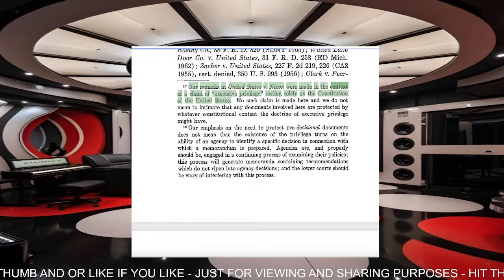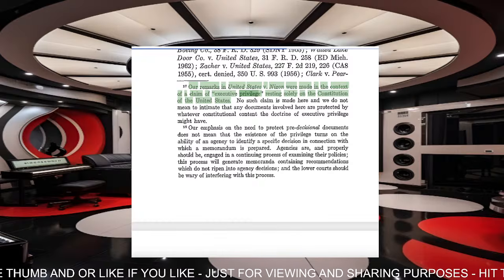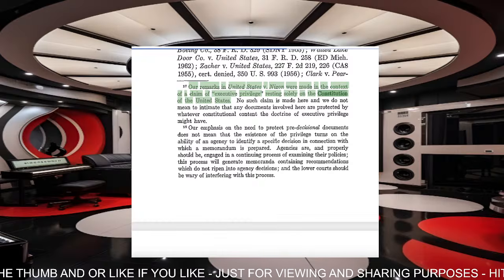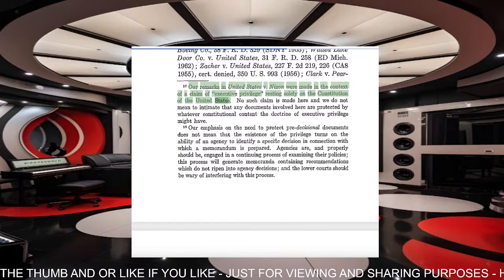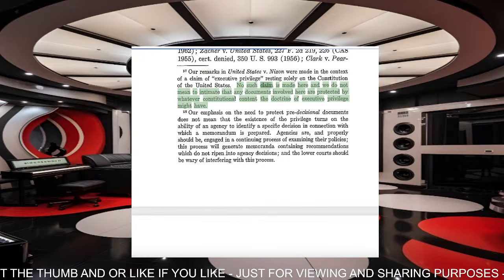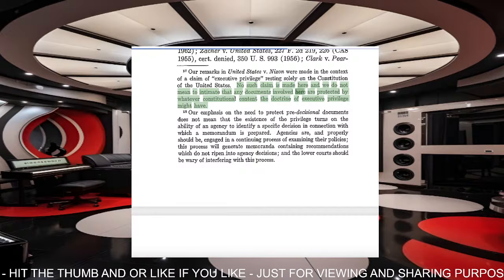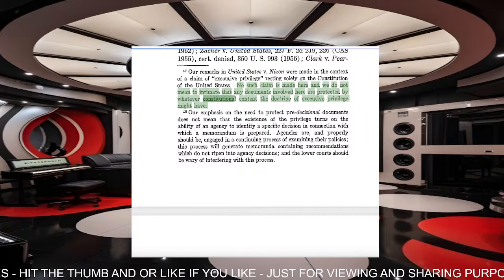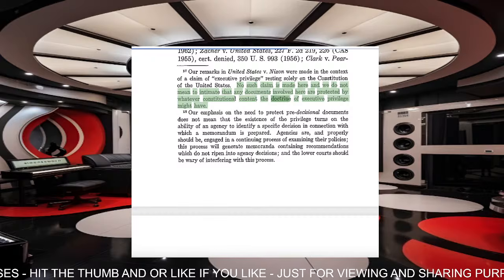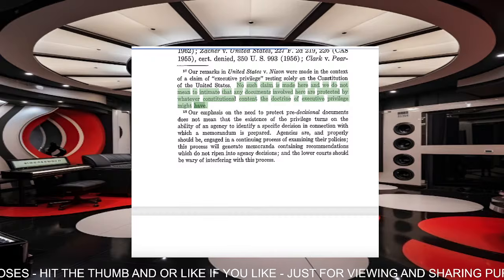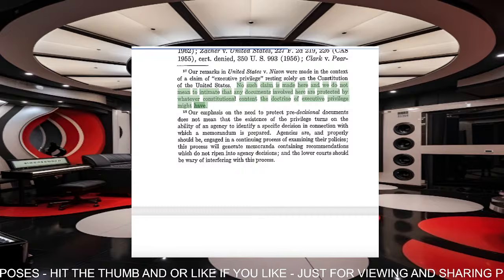Our remarks in United States v. Nixon were made in the context of a claim of executive privilege resting solely on the Constitution of the United States. No such claim is made here, and we do not mean to intimate that any documents involved here are protected by whatever constitutional content the doctrine of executive privilege might have.